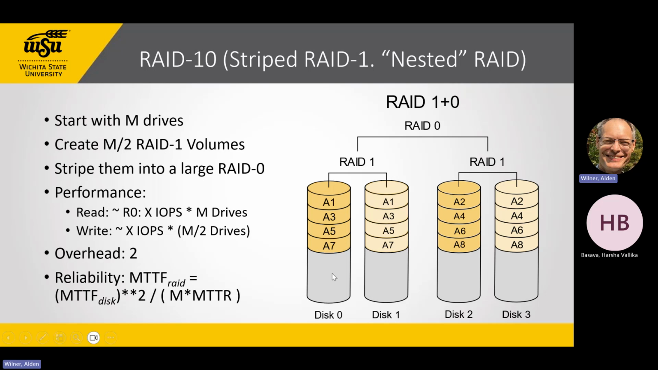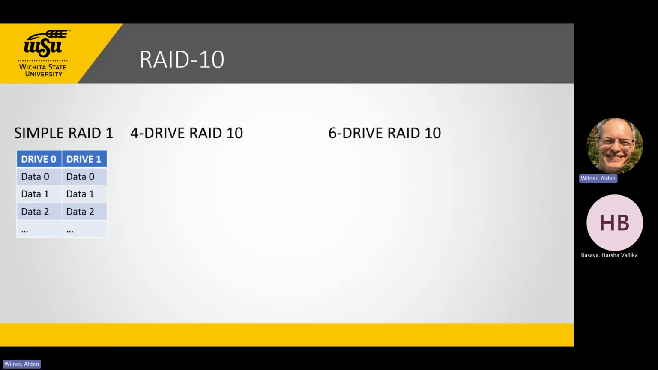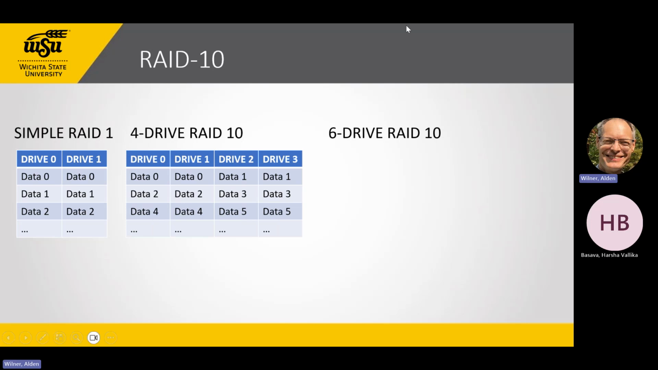Our reliability is the mean time to fail of the RAID is mean time to fail of a disk squared over the number of drives times the mean time to repair. And we'll inspect that formula in a little bit. So again, RAID 10. RAID 1, drive 0, drive 1, data 0, 1, 2, just mirror the same thing. 4 drives, data 0, data 1, data 2, data 3, data 4, data 5. Mirrored, everything is mirrored, everything is striped crosswise in a RAID 0 stripe.